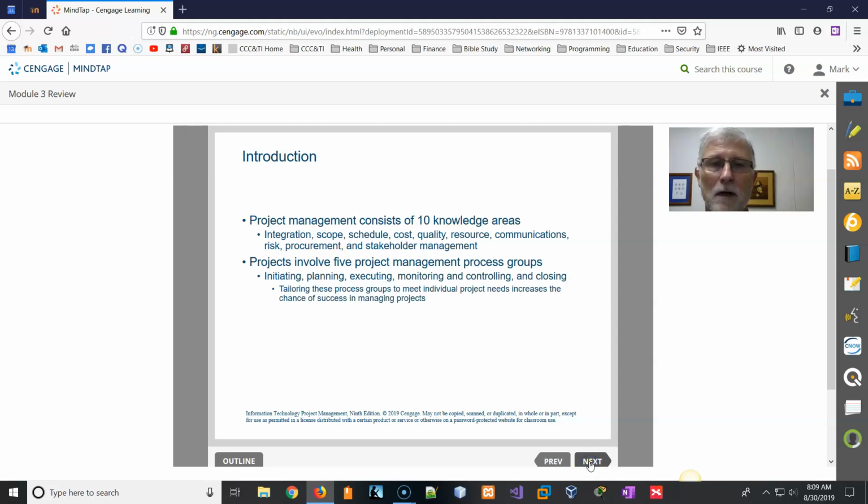So, as we know, project management, at least as far as the PMI organization is concerned, has 10 knowledge areas: integration, scope, schedule, cost, quality, resource, communications, risk management, procurement, stakeholder management. Those are the 10 knowledge areas. But in those knowledge areas, there are process groups that can be tailored to meet individual project needs and increase its chance of success. And these are initiating a project, planning a project, executing, monitoring and controlling, and closing.